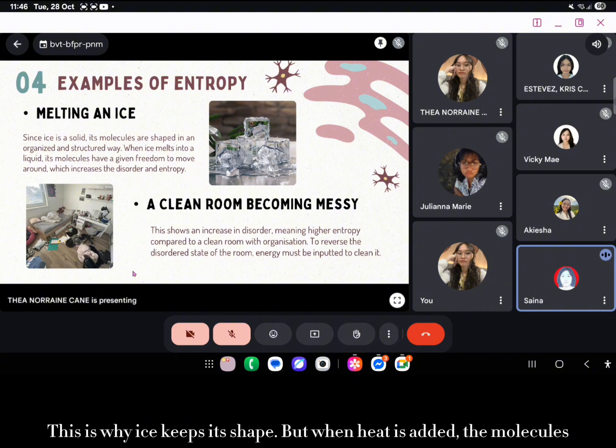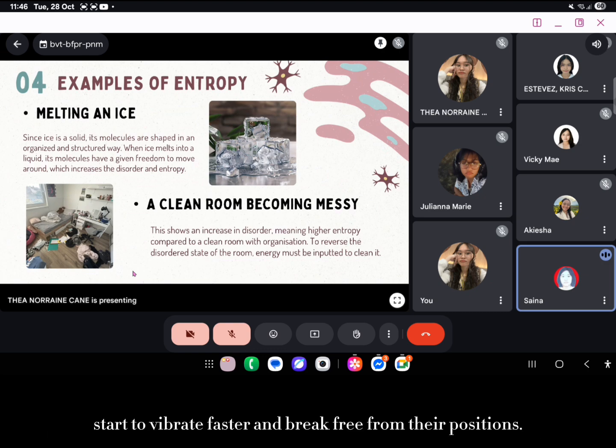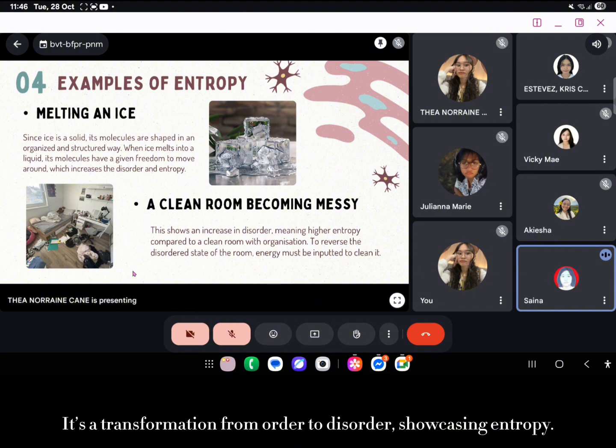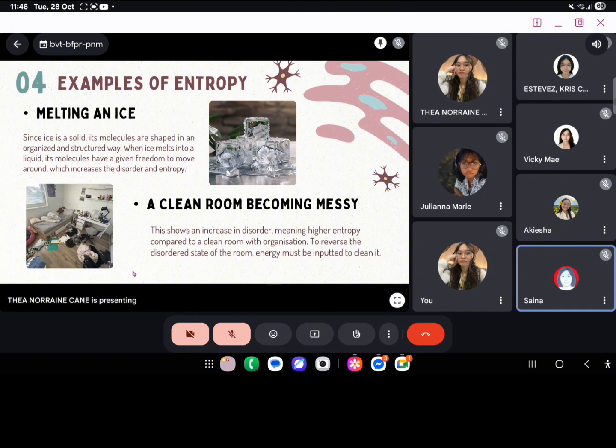This is why ice keeps its shape. But when heat is added, the molecules start to vibrate faster and break free from their positions. As the ice melts into liquid water, the molecules gain the freedom to move around more easily. This increases their disorder, or what scientists call entropy. So, melting ice isn't just a state change, it is a transformation from order to disorder, showcasing entropy.